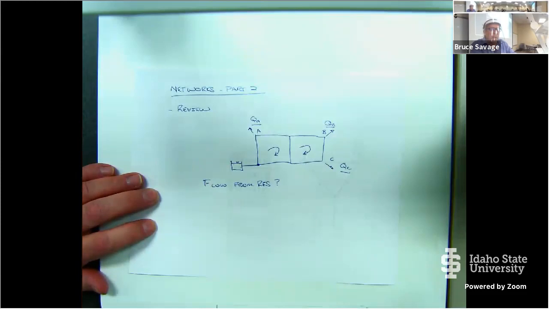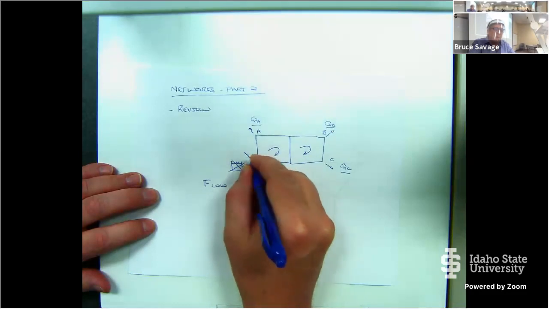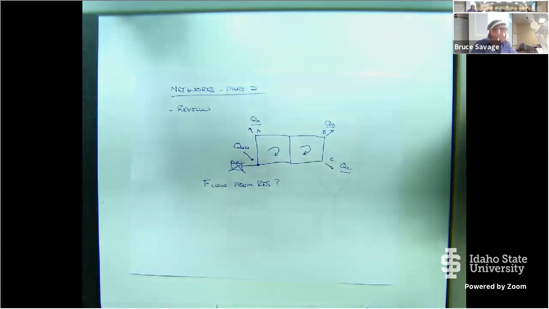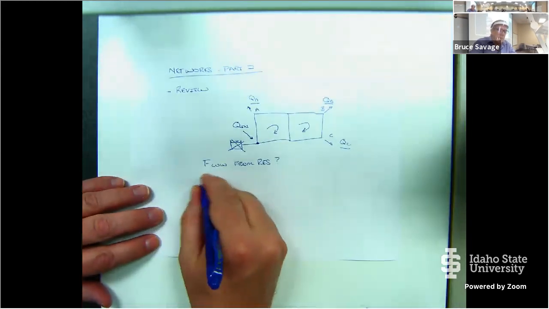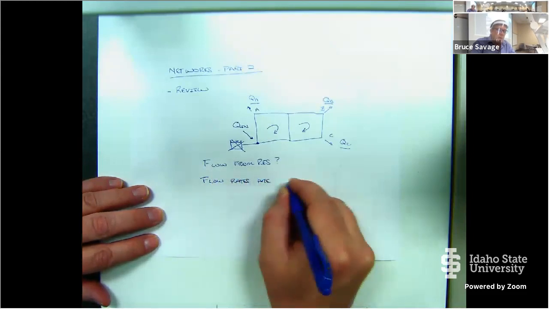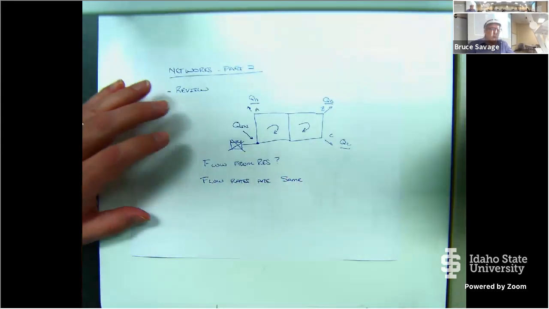So what would be any different if I, rather than just did a reservoir right there, I just put an inflow, Q in, and solved this pipe network? Can you think of what might be a little different, or is anything going to be different? Are the flow rates going to be different? Right, so the flow rates are the same. Okay, well, how would things be different?